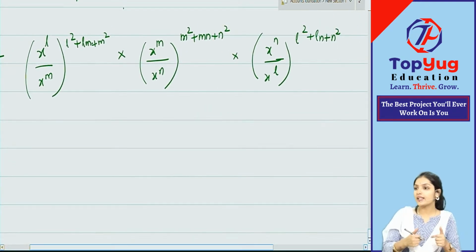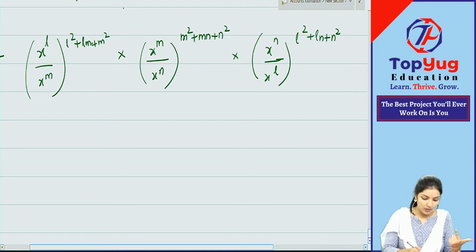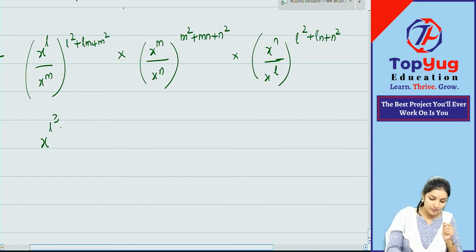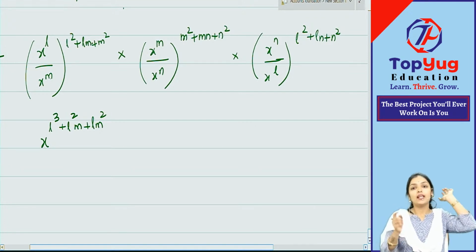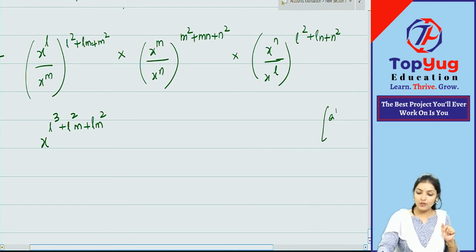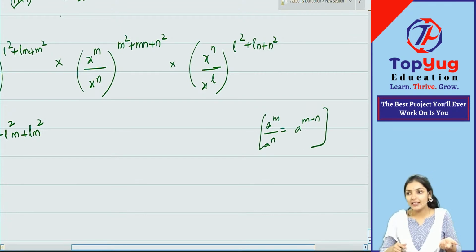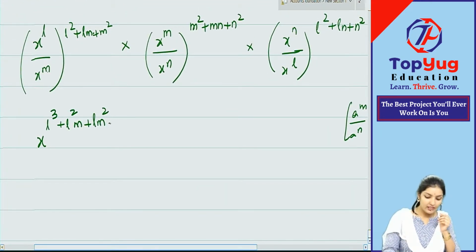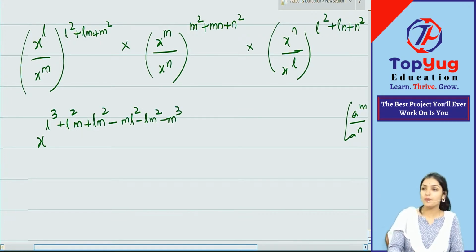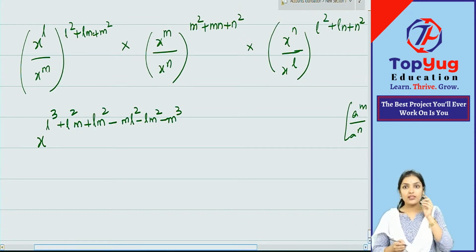Now what I will do is directly multiply the powers. So x to the power l cube plus l square m, minus l cube, minus l cube plus l square m plus lm square, the numerator I have multiplied. Now in the denominator, can I put directly a to the power m by a to the power n is equal to a to the power m minus n? Can I write it directly? Because we have been doing it step by step till now. Now let us do it directly. So shall I write directly minus ml square minus lm square minus m cube? Can I do that? Is it clear to everyone?